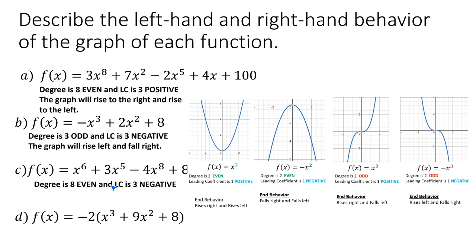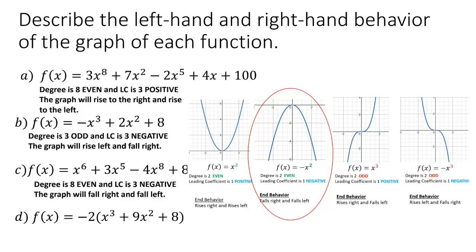And then our leading coefficient is going to be what? -4. So I, again, copied and pasted, and I didn't change the 3, but it should be a -4 here. So my behavior is an even degree and a negative coefficient. So that's going to look like this middle graph. Okay, so we say that the graph will fall right and the graph will fall left.